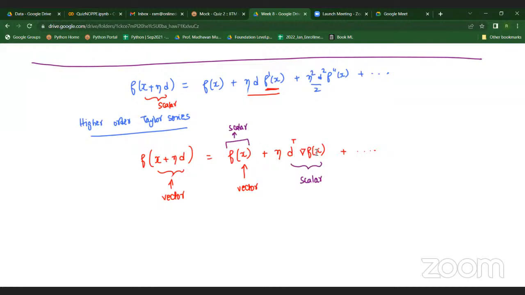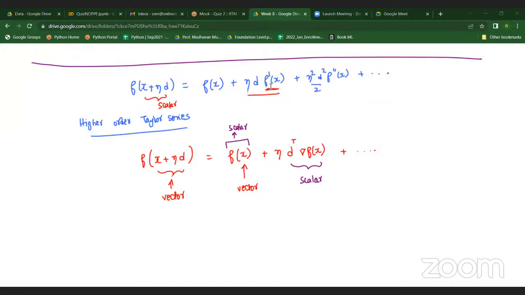We know that the gradient of f of x is going to be a vector, right? And d is a vector. Okay, d is a vector. So we need to be having this as d transpose del f of x. So yeah, del f of x.